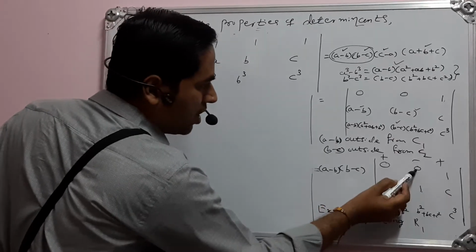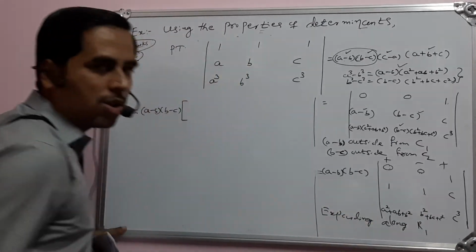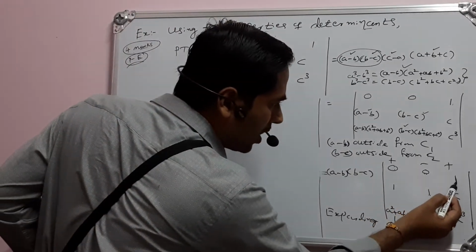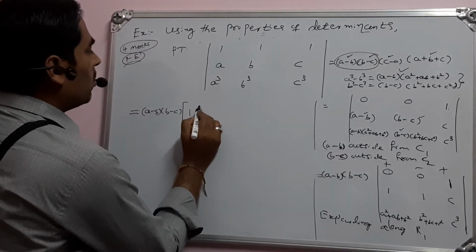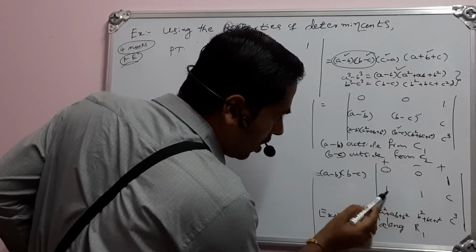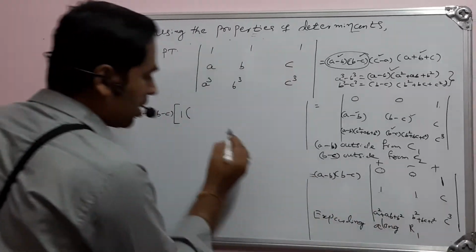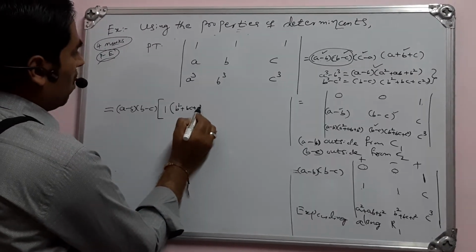See, 0 and 0. So 0 into 0, 0 into 0. So see here, 0, 0. Two elements are already reduced to 0. So I will consider only this element, plus 1 into, see, 1 into, you leave this column and this row. See, 1 into b square plus bc plus c square, that itself, b square plus bc plus c square.